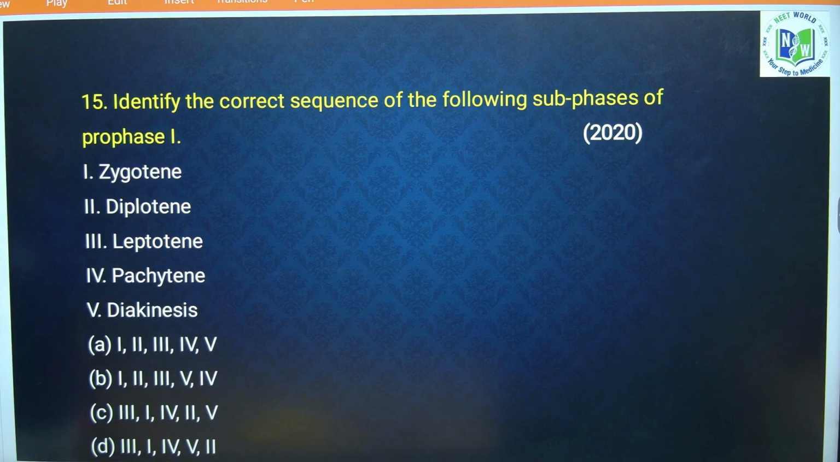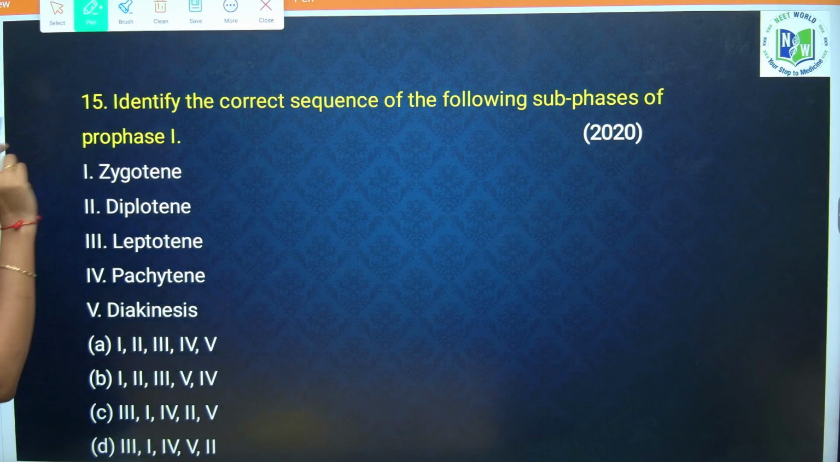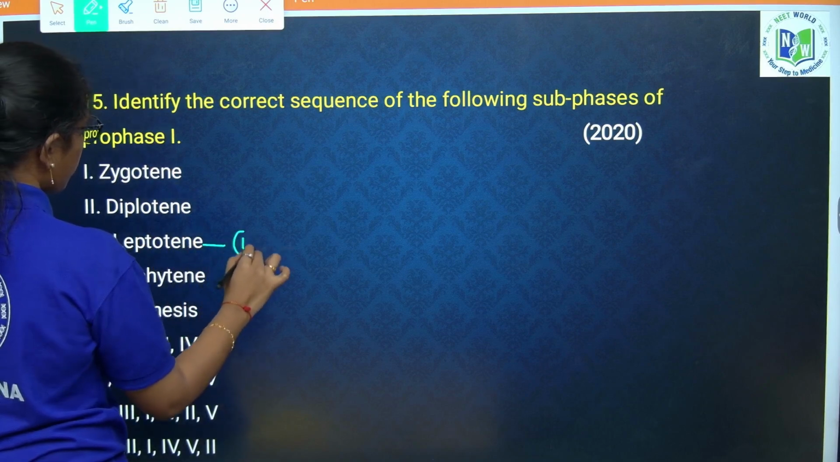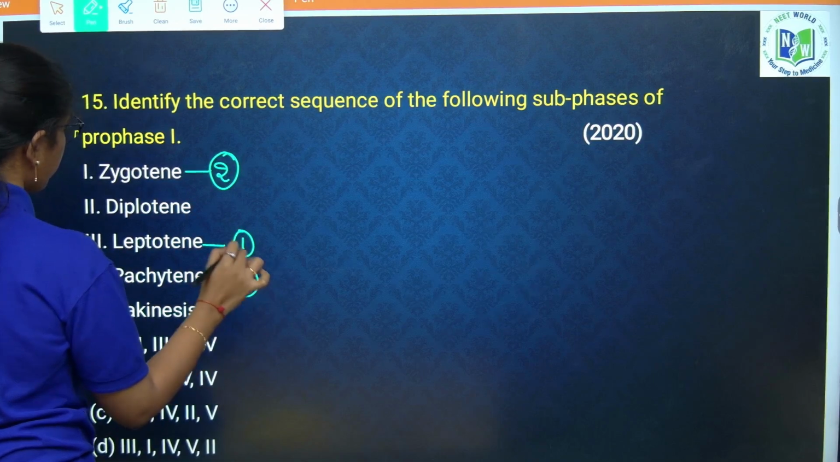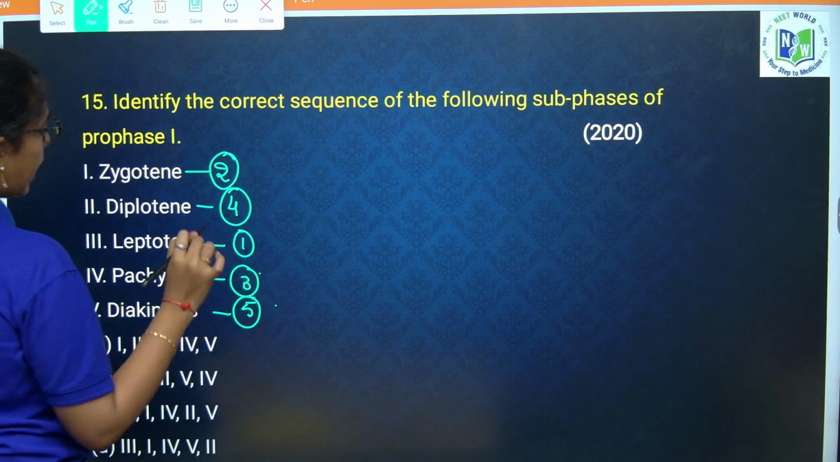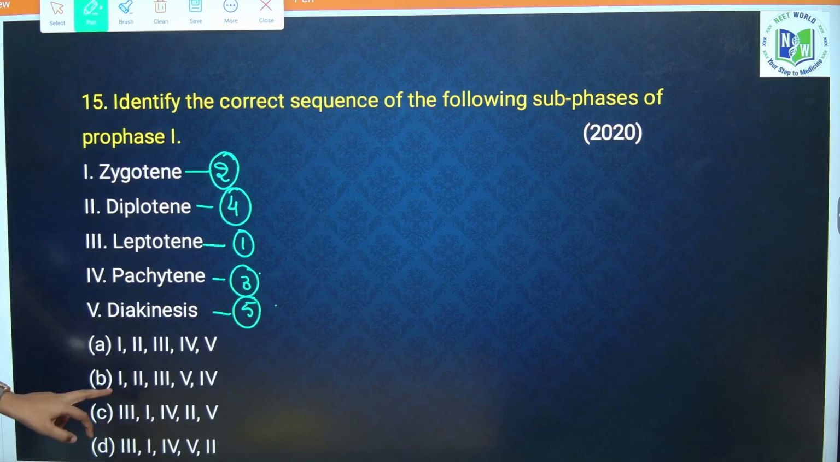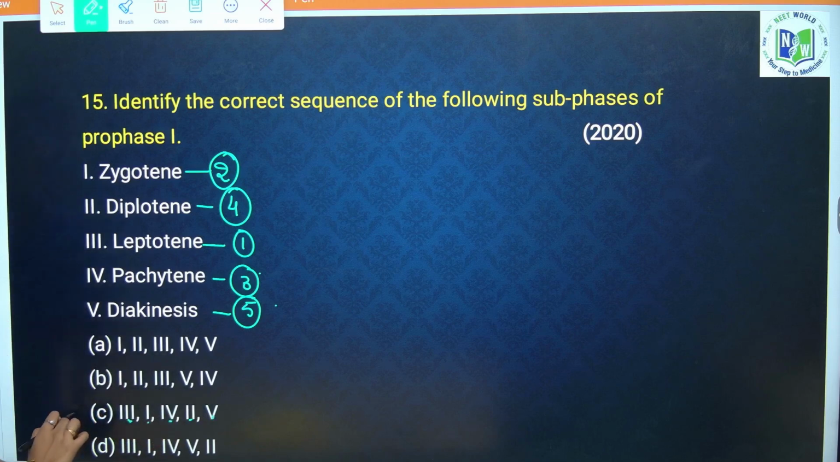Next question. Identify the correct sequence of subphases during prophase 1 of meiosis. It starts with leptotene, followed by zygotene, then pachytene, then diplotene, then finally diakinesis. So what is our option? 3, then 1, then 4, then 2, lastly 5. So option C is the correct answer.